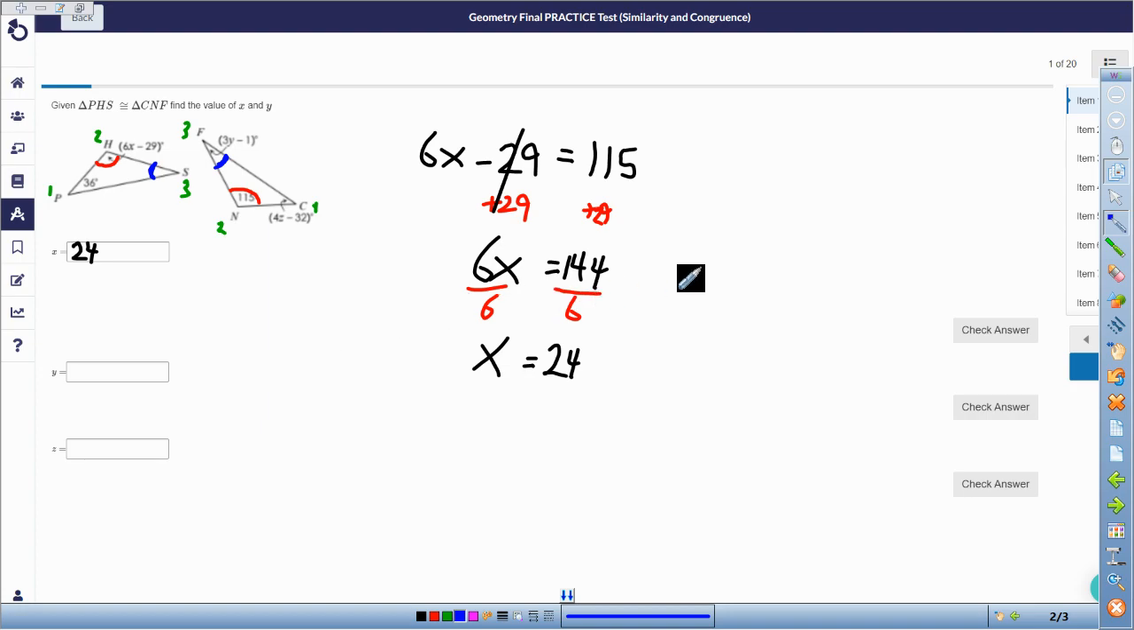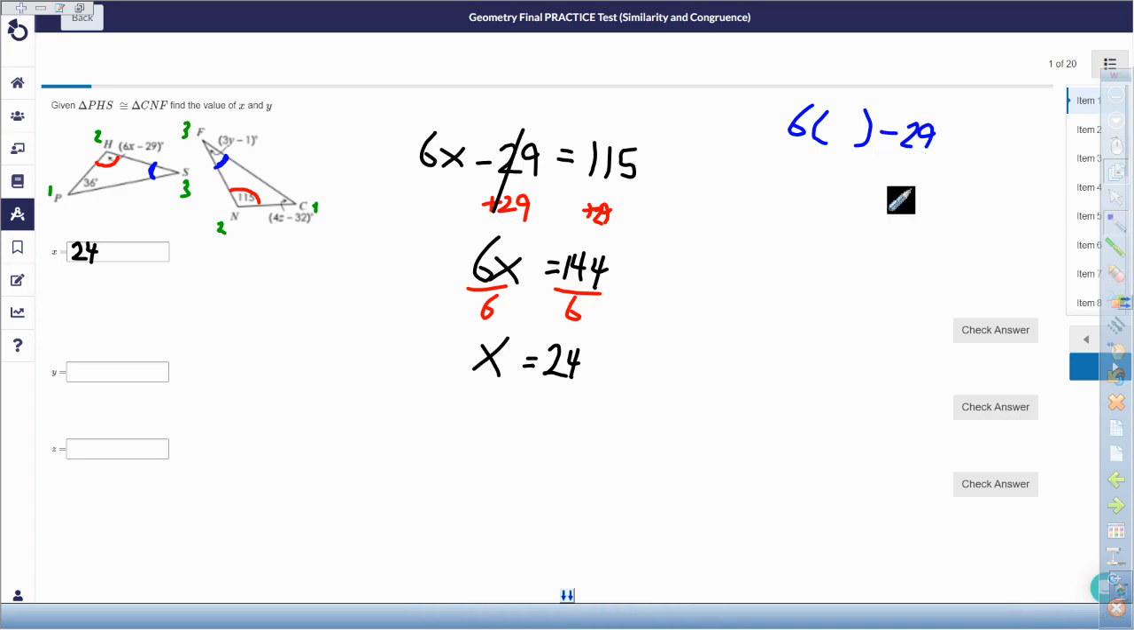So let's do it. I'm just doing this in my calculator off to the side. 6 times x minus 29, and x we just figured out is 24. So I'm just going to type that in. 6 times 24 minus 29, getting 115. Here's something I just realized. That was kind of unnecessary because I knew that this angle was 115 degrees because its corresponding angle is 115 degrees. So that was maybe unnecessary, but either way, we now have the two angles.